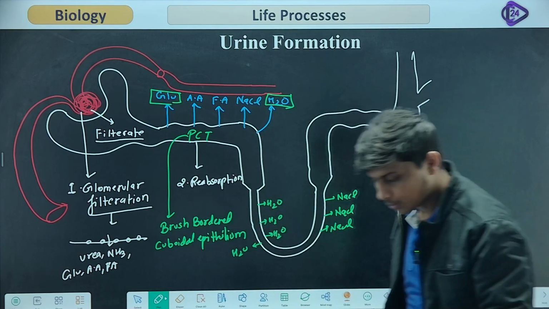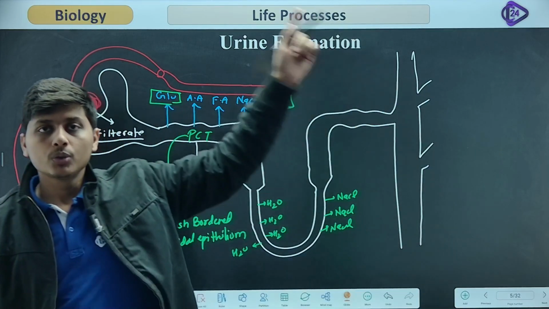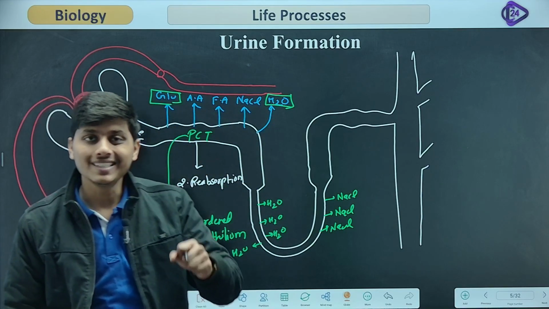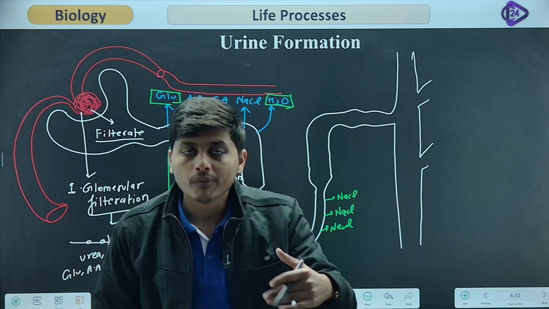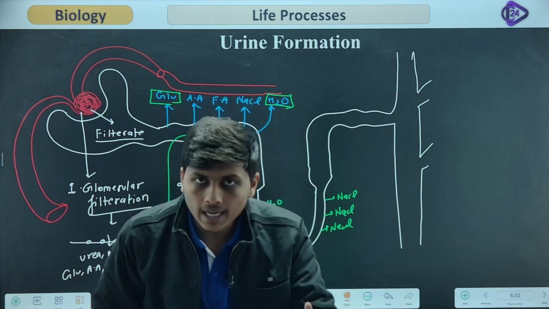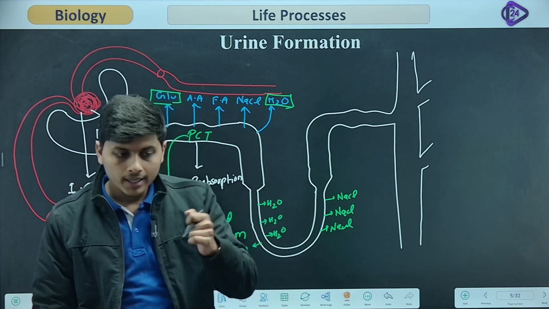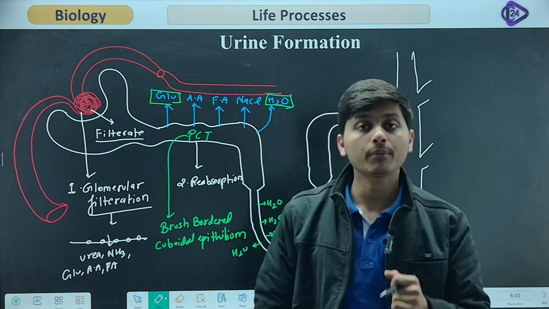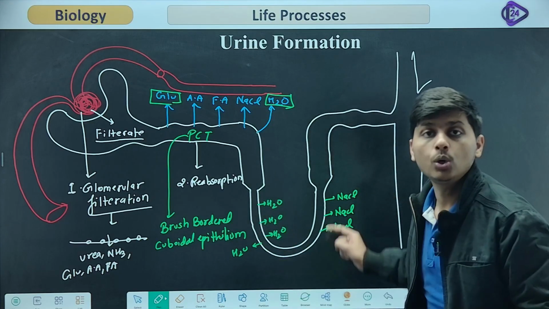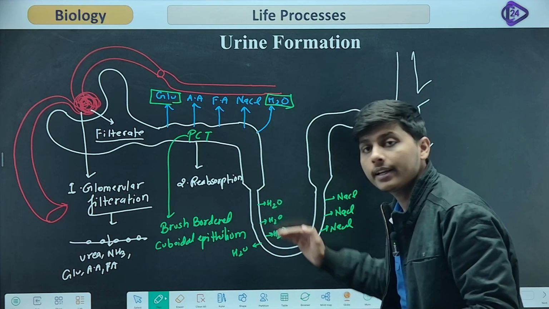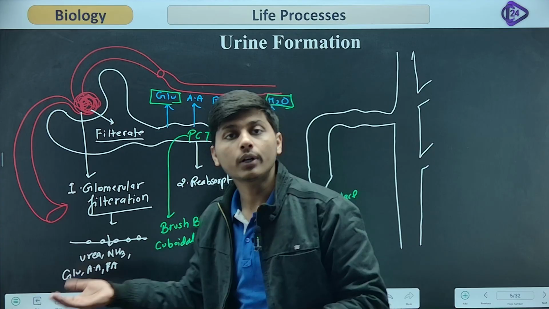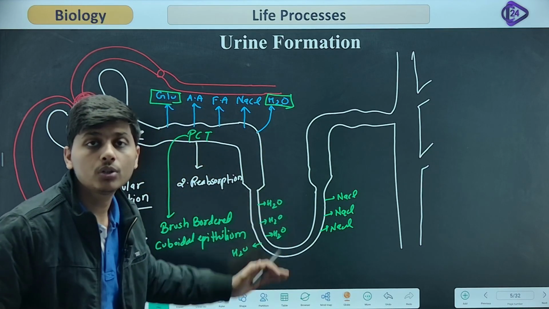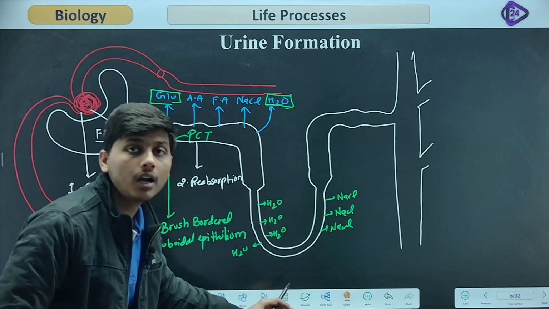So if someone asks you what will happen to an organism having a very lengthy loop of Henle, we will say it will reabsorb a huge amount of water. Like camels. Camels live in a desert. They have a scarcity of water, so they need to conserve water in their body. That's why camels have a very long loop of Henle, so they can reabsorb the maximum amount of water. So the length of the loop of Henle represents the amount of water conservation in the organism.